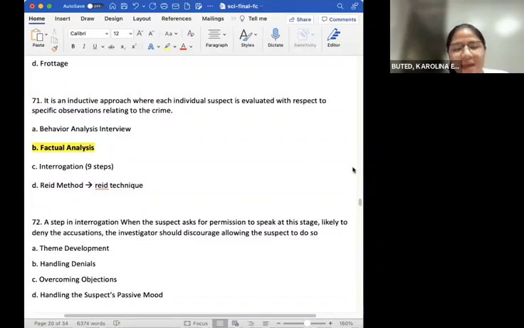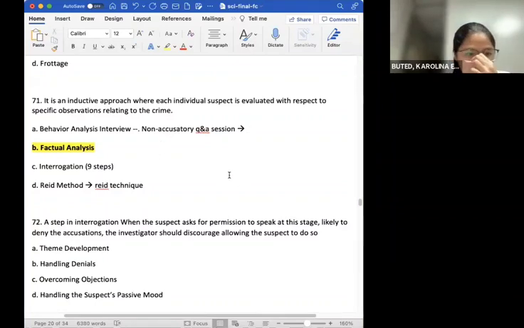Ang behavior analysis interview, this is a non-accusatory question and answer session, okay? Anong ginagawa natin dito? We try to provoke the subject, and we try to tignan yung magiging reaction niya or magiging behavior niya in the non-accusatory Q&A session.